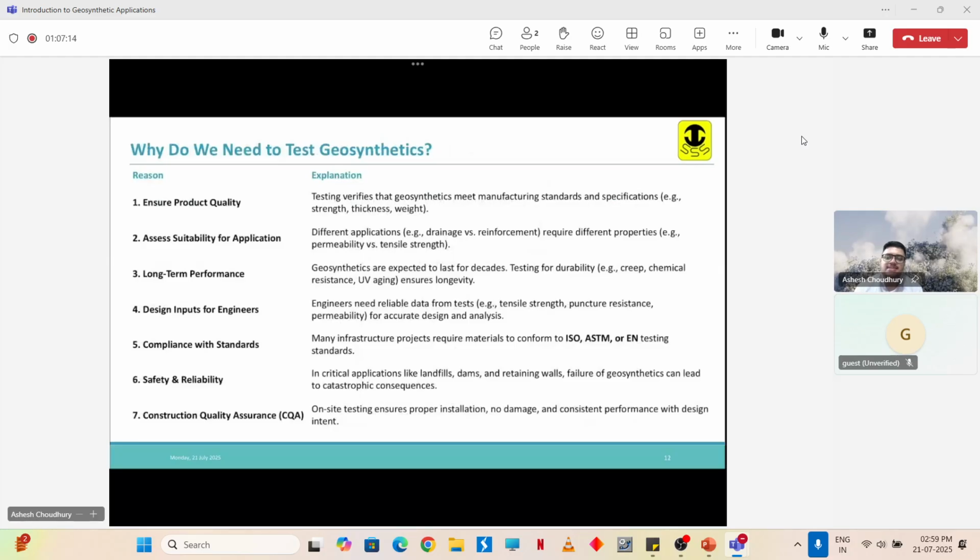Then assess suitability for application. Different applications, for example drainage versus reinforcement, require different properties, such as permeability or tensile strength. So you need to assess the suitability of a particular geosynthetic for the application. Then long-term performance. Geosynthetics are expected to last for decades, so you need to test for durability. First, to ensure the basic product quality is fine, that is the strength, thickness and weight. These are basic physical properties that you have to check.